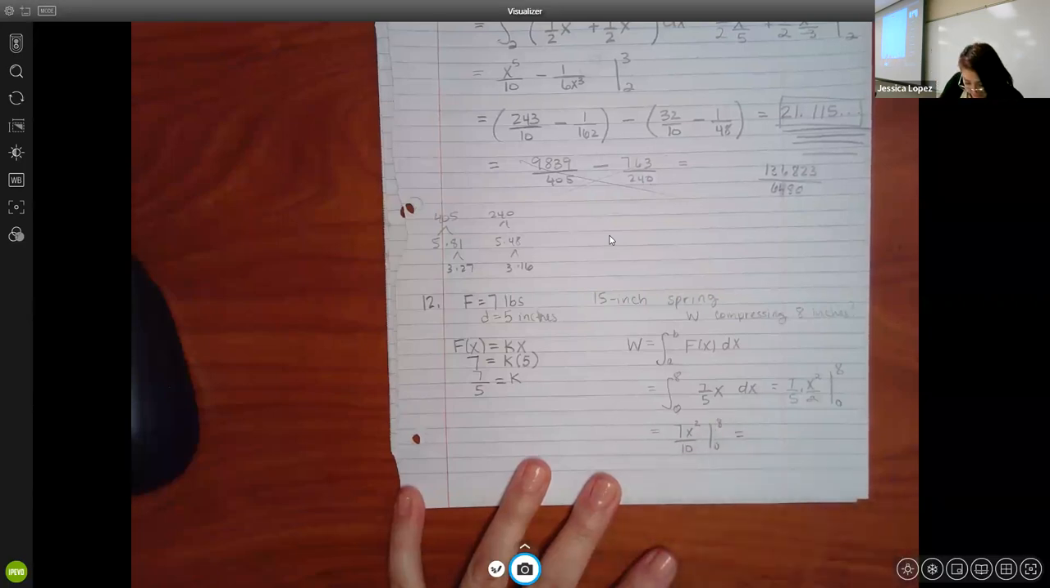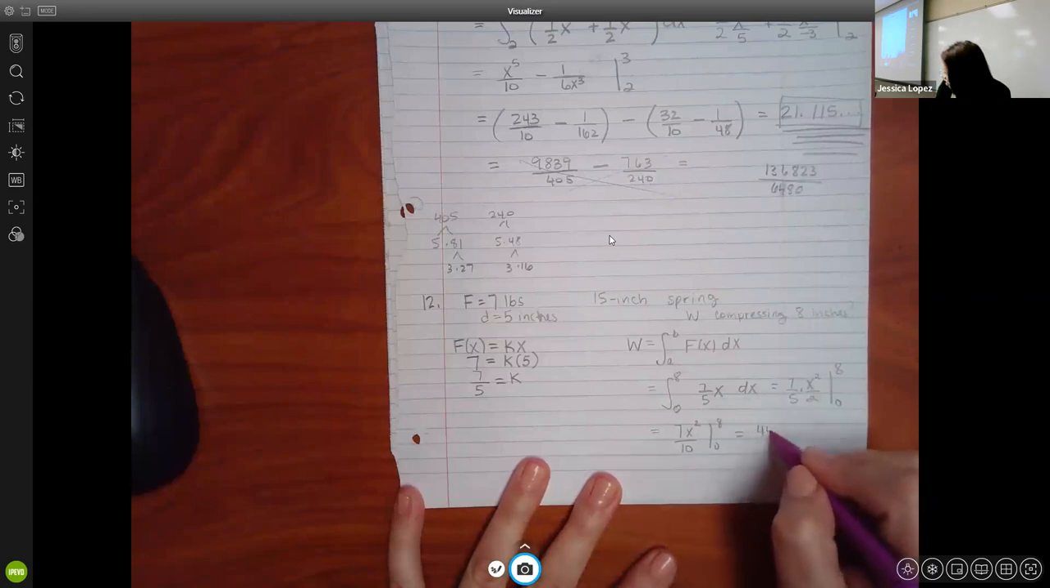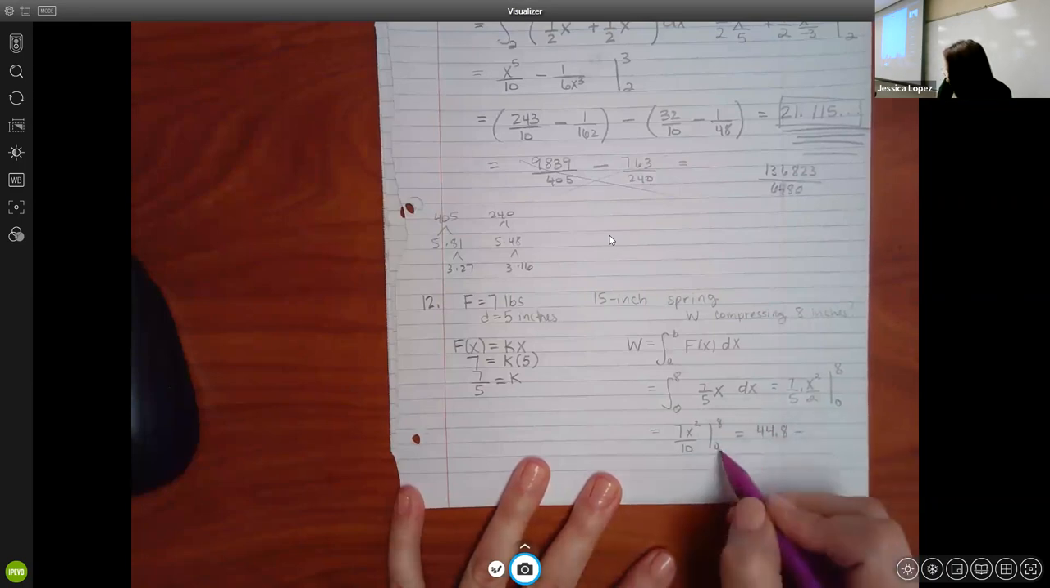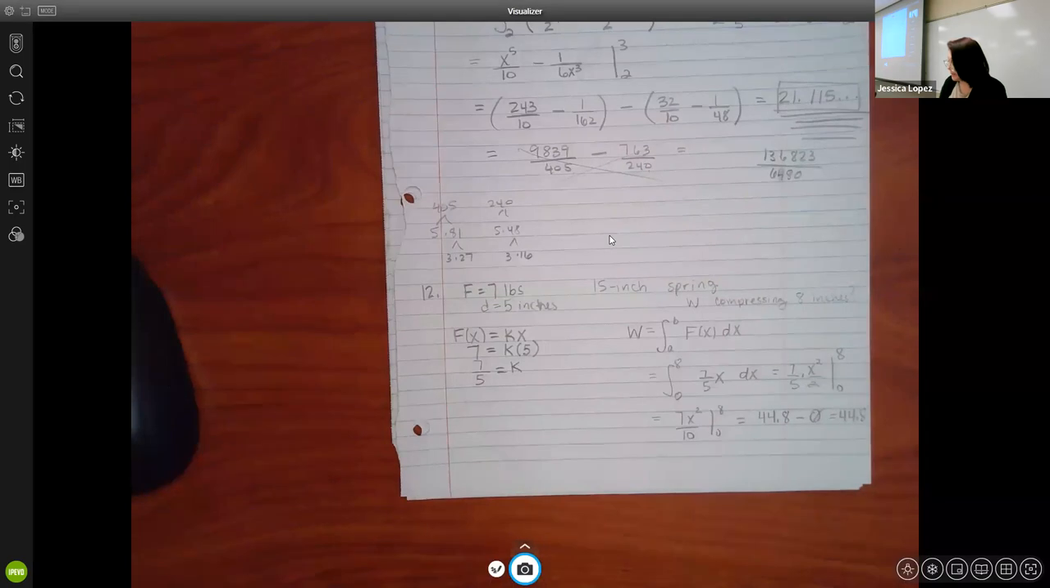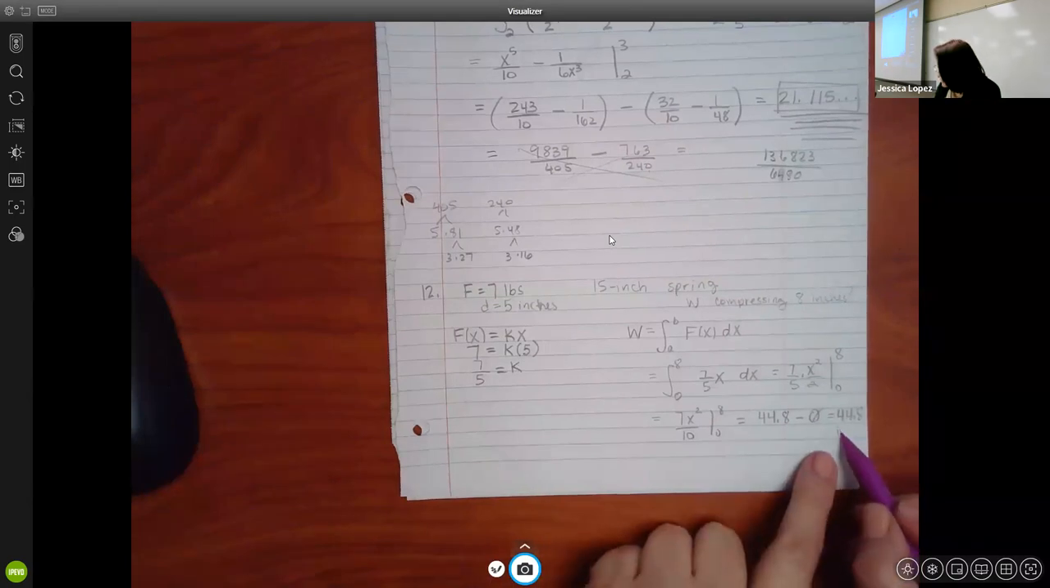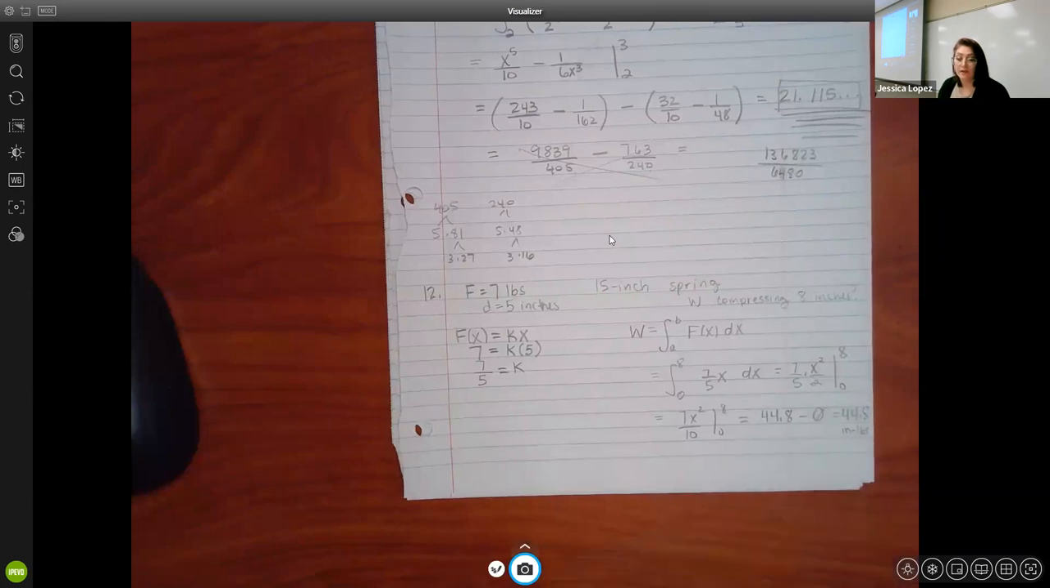So let's see, 64 times 7 divided by 10. I get 44.8. And when I plug in 0, I'm just going to get 0. And since everything was already in inches and pounds, this is going to be in inch pounds. I didn't have anything given to me in feet that I had to convert over or anything like that.